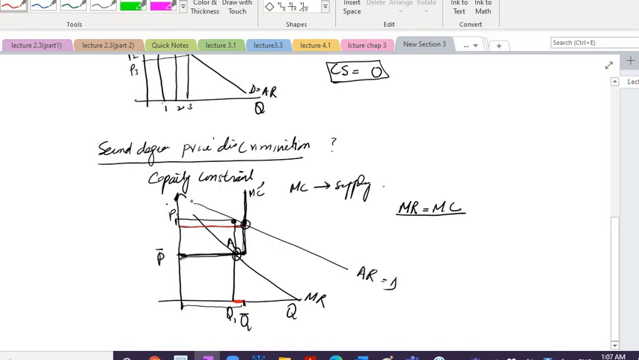discrimination. It has lots of details, but right now just be focused on this much, and I will also share some handouts so that you can have some theoretical background as well. So moving on to the third top point, which is third degree price discrimination.